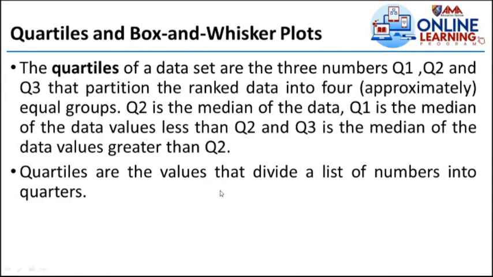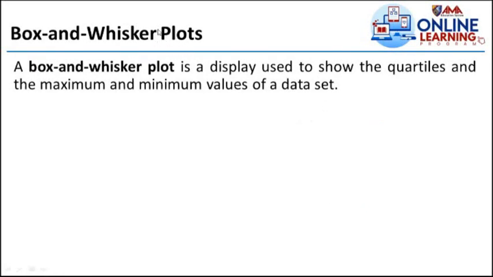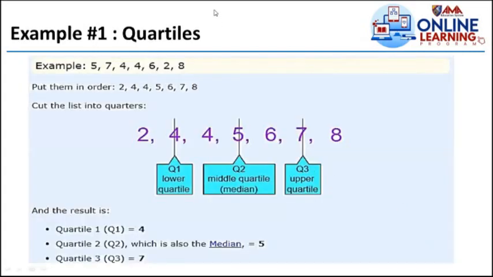Quartiles are the values that divide a list of numbers into quarters. Kaya tinanong quartiles, no? Box and whisker plots. A box and whisker plot is a display used to show the quartiles and the maximum and minimum values of a data set. Example dito, quartiles: 5, 7, 4, 4, 6, 2, 8. Put them in order. So we're going to arrange 2, 4, 4, 5, 6, 7, 8. Cut the list into two quarters.